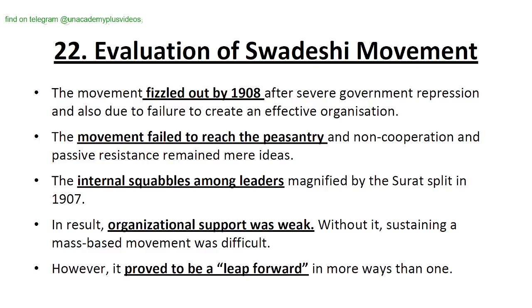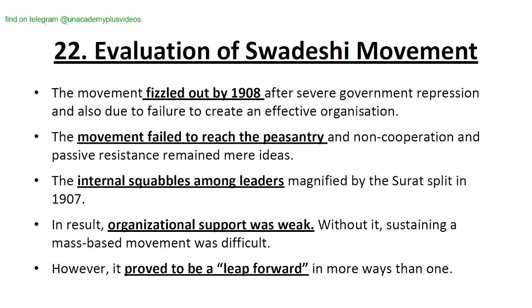Evaluation of the Swadeshi movement. The movement fizzled out by 1908 after severe government repression and also due to the failure to recreate an effective organization. The movement failed to reach the peasantry and non-cooperation and passive resistance remained mere ideas. There were internal squabbles among leaders, magnified by the Surat split in 1907. As a result, organizational support was weak. Without it, sustaining a mass-based movement was difficult.